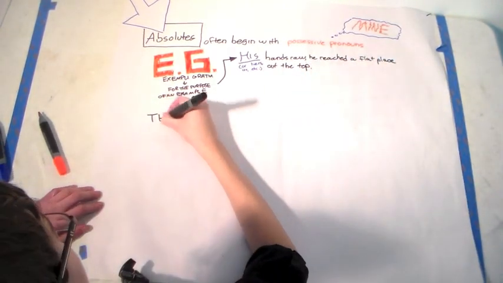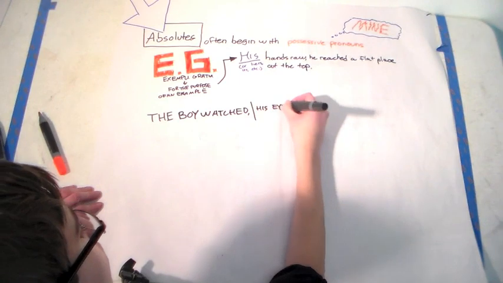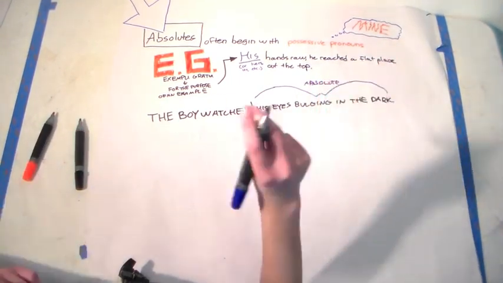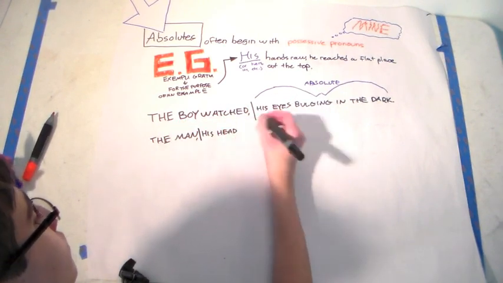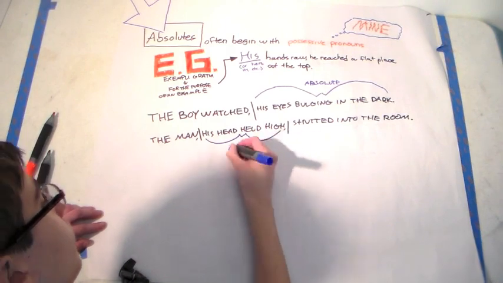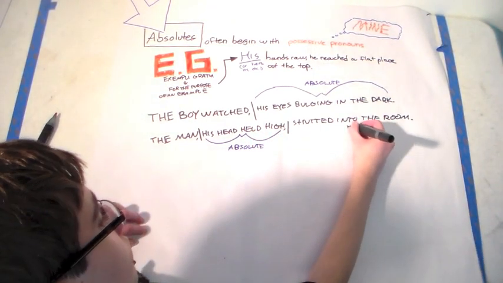They can come at the end of a sentence, like here, the boy watched, his eyes bulging in the dark, his eyes were bulging in the dark. You can put them between the subject and the verb. The man, his head held high, strutted into the room, his head was held high. See?